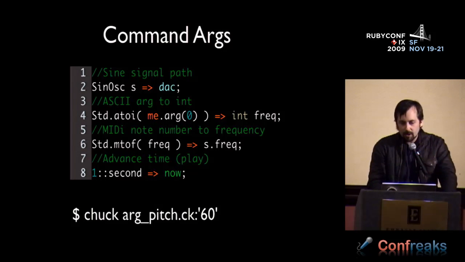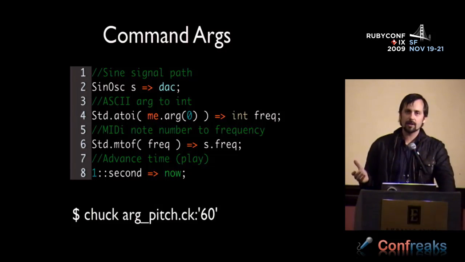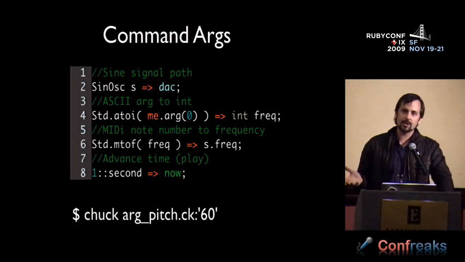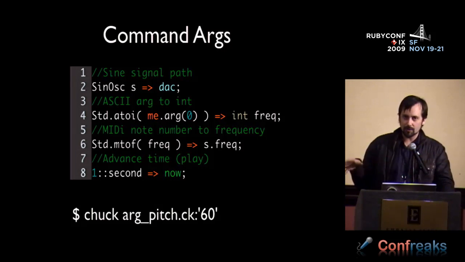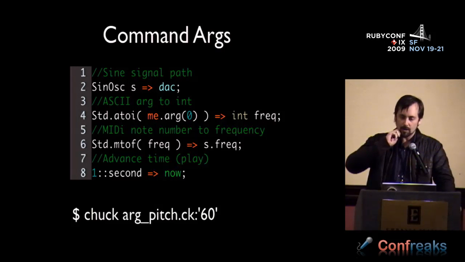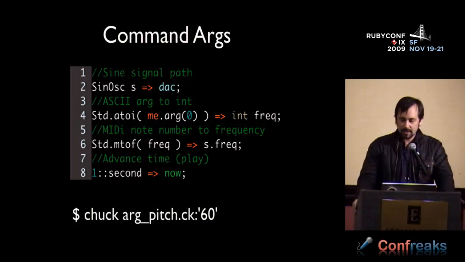So, command line arguments. You can invoke ChucK from the command line, and one strategy for using ChucK is to pass in command line arguments. Another strategy is to create templates and then run those templates through ERB or something like that, and then pass them to ChucK. In this example, we're passing in a command line argument.